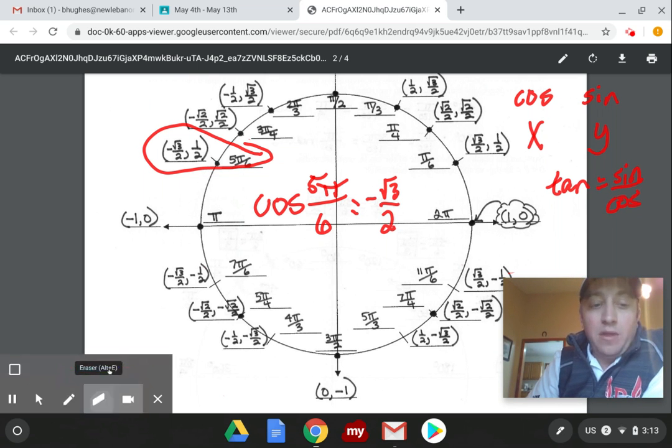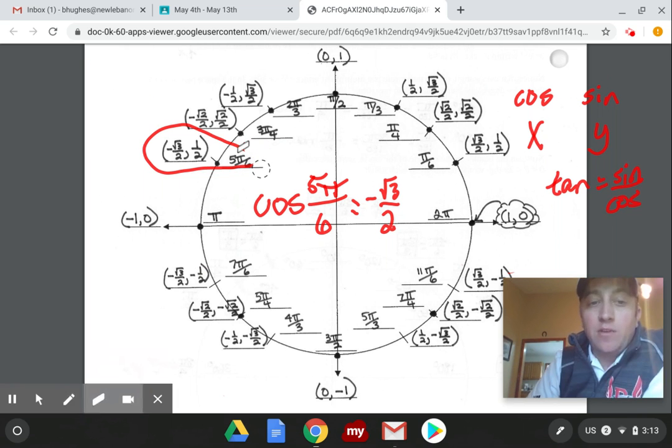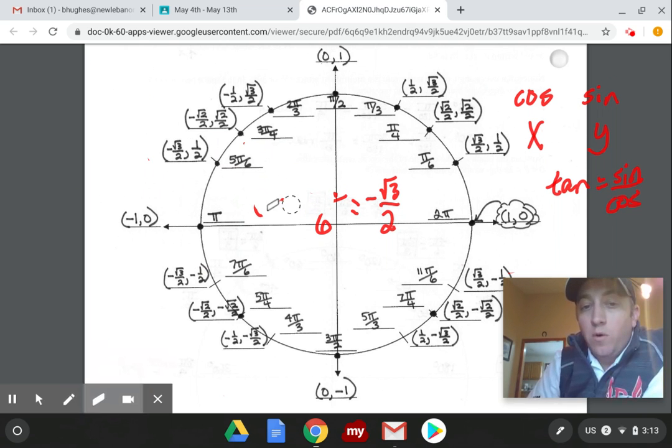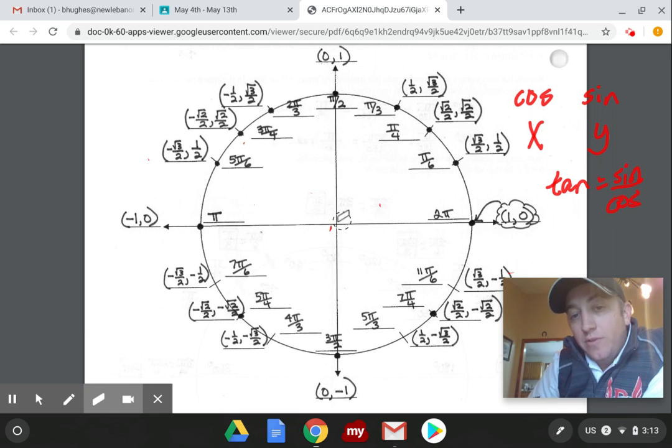So there's a couple of other things to keep in mind here in terms of where cosine is positive. Cosine is positive where x is positive. So cosine is going to be positive in the first quadrant and then also the fourth quadrant. Where's cosine negative? Where is x negative? In the second and third quadrant.